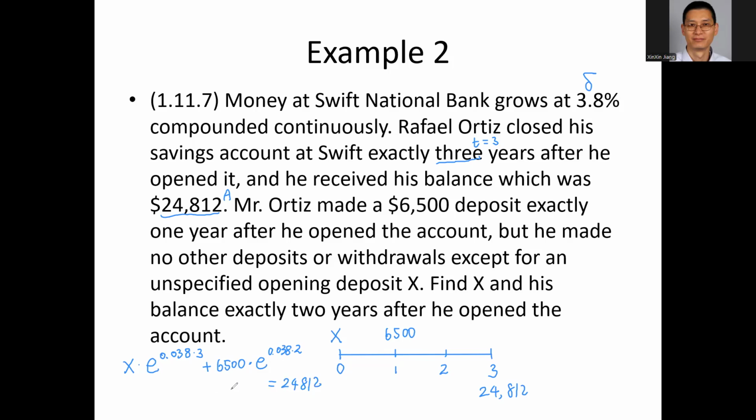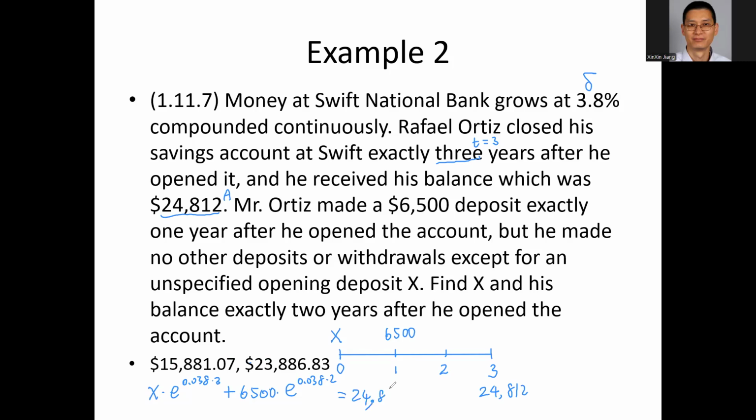So you calculate it. I think it should be fine. X is what? Let me show you the value. Okay, that is this number. Maybe I should put the formula here. You have X times e to the 0.038 times 3 plus 6,500 times e to the 0.038 times 2 equals this number. And solve for X, which is this number.